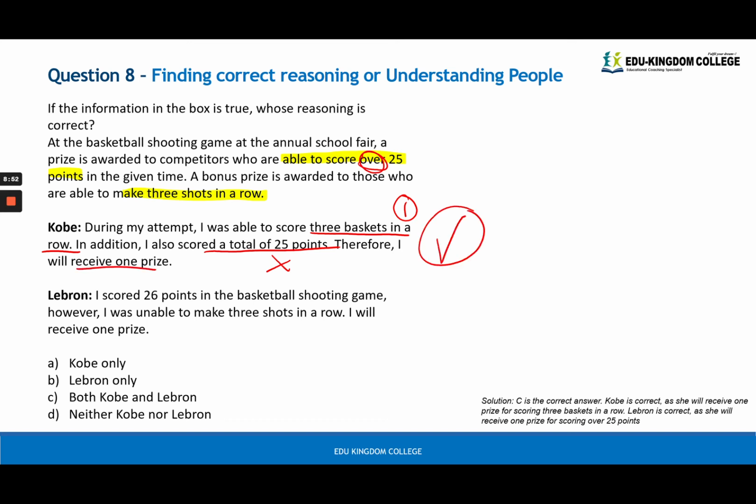They are correct. LeBron says I scored 26 points, so they will get 1 prize for that, but unable to make 3 shots, so no bonus prize. I will receive 1 prize is correct. So both of them have correct reasonings, so C is the answer.